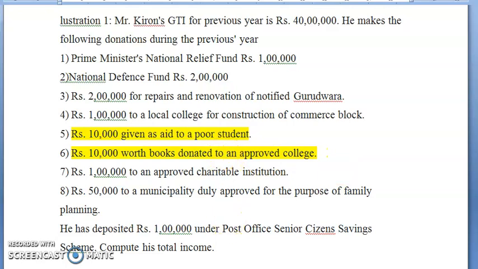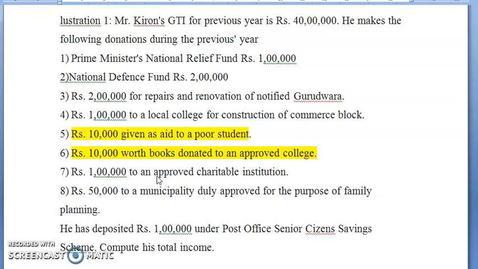Next item, we'll see the next item. It is rupees 1 lakh to an approved charitable institution. Charitable institution means we can consider it. Charitable institution we can consider. Next one, so it will come under what? It won't come under without limit donation, but it will come under with the limit donation.